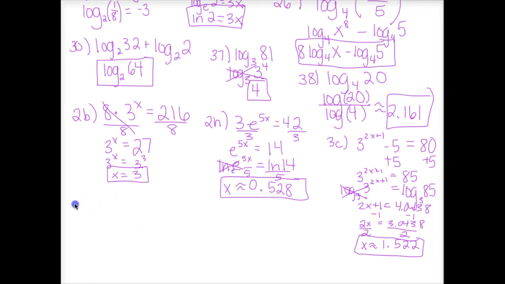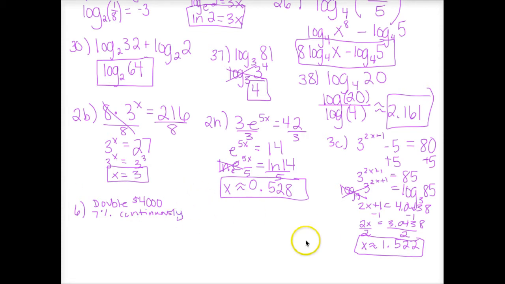Now we're going to look at number 6, which asks how long it would take to double a $4,000 investment if you're earning 7% interest compounded continuously. So continuously compounded interest is the new formula.